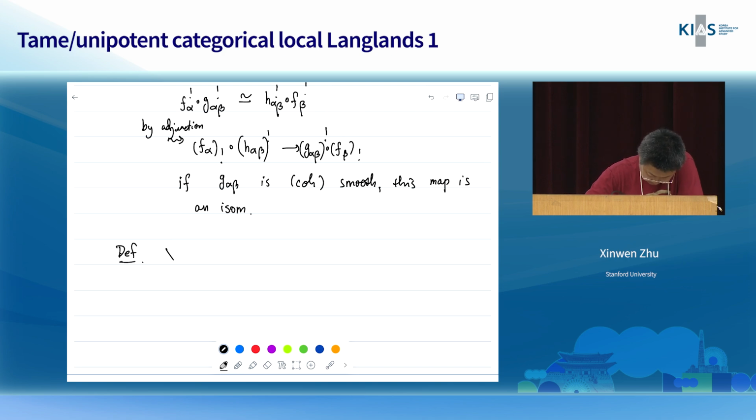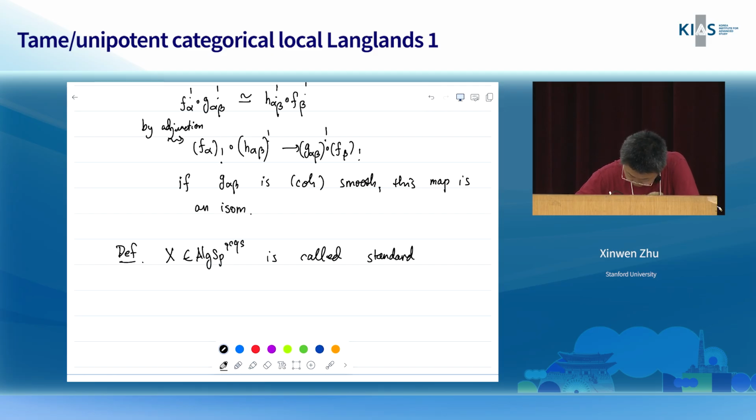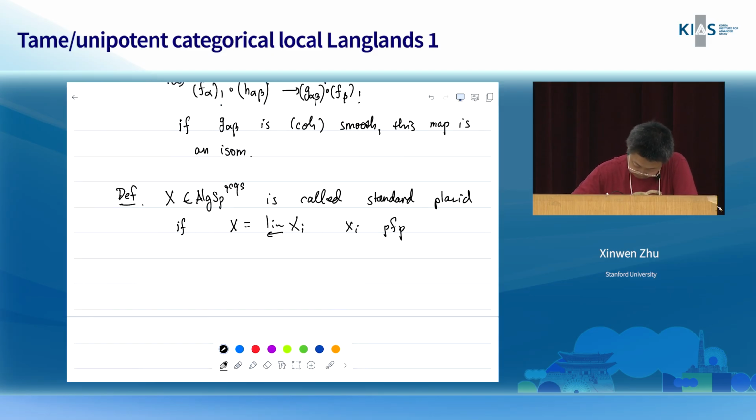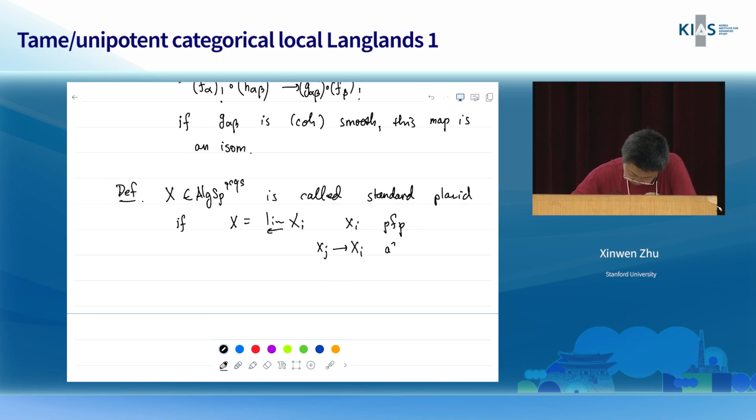Let X be some algebraic space. It is called a standard placid if X can be written as an inverse limit of X_α of finite type, and the transition maps, let's say affine smooth, will be cohomologically smooth for all the transition maps.